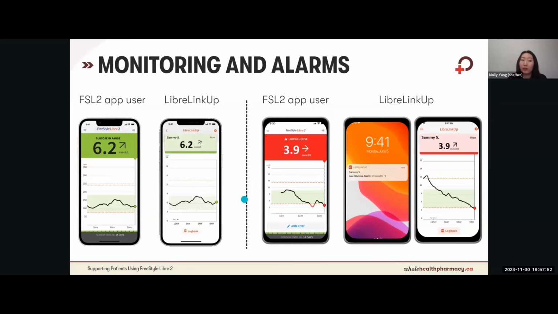And this is an example of what it looks like. So this would be the view for the FreeStyle Libre 2 app user. This is the patient view, and this is the caregiver view on their platform. And again, this is the patient view.